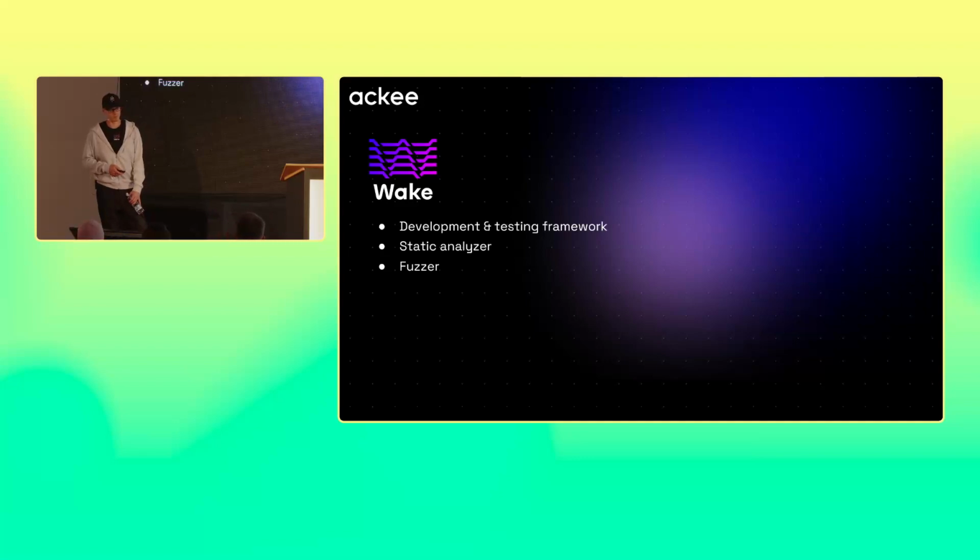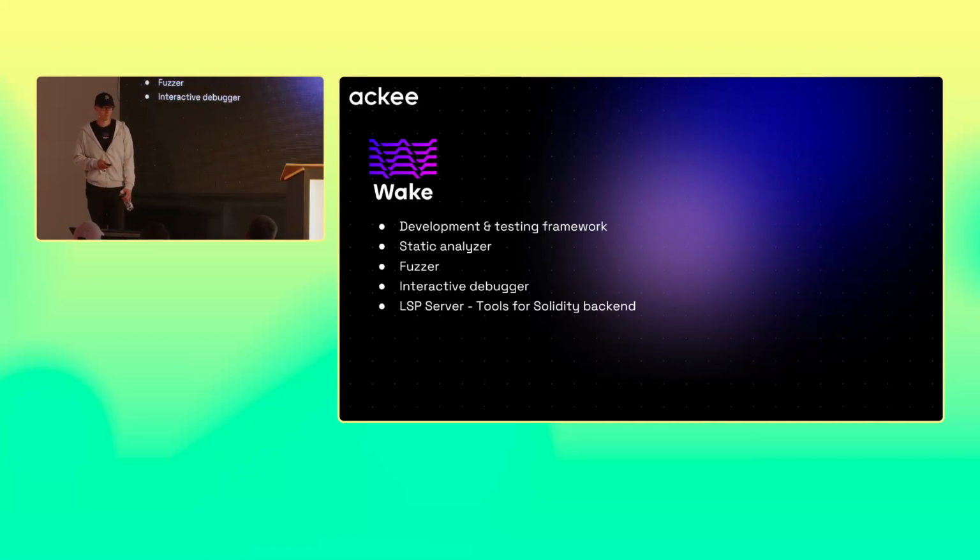There is also a lot of powerful stuff around fuzzing. Fuzzing is like putting random values into your contracts and functions. Then you run them for a couple hundred thousand cycles, and then you can discover some hidden issues which are very hard to discover by manual review. Also, we have an interactive debugger with detailed code traces. And finally, there's an LSP server, which is like a backend for our extension.